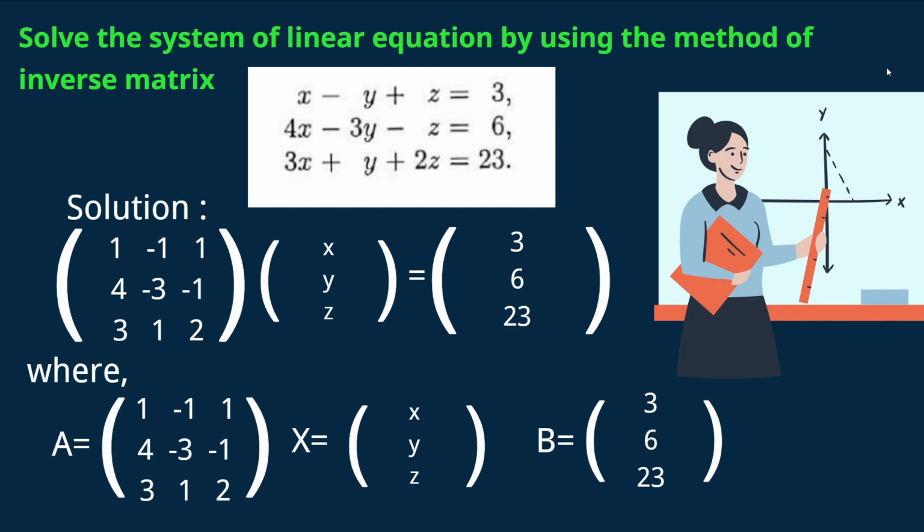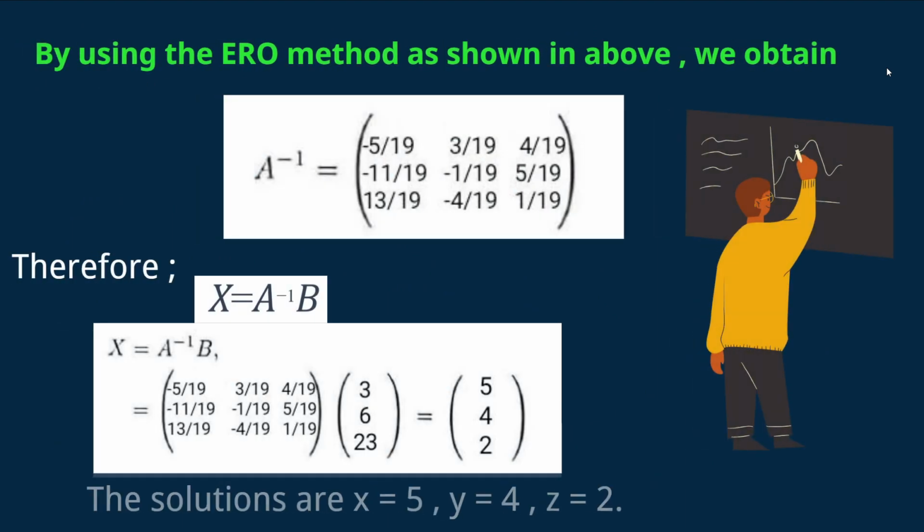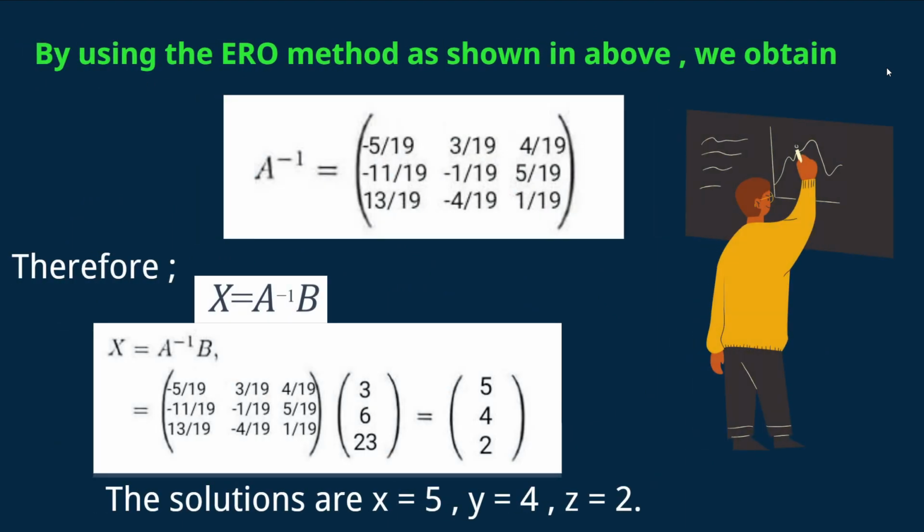Based on the situation before, the matrix notation is shown as below. By using the ERO method that's shown above, we obtain that A inverse is this. Therefore, by using the formula x equals A inverse multiplied with B, we'll get the answer, which is x equals 5, y equals 4, and z equals 2.